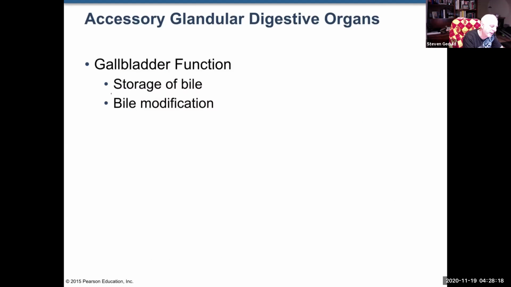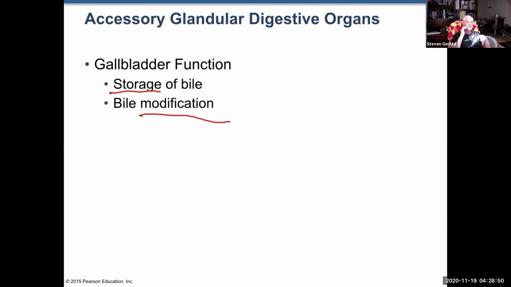The function of the gallbladder is to store bile and then modify it. I guarantee you're going to see that on your NCLEX exam. I guarantee it's on there every year. True or false? The gallbladder and the liver produce bile for the emulsification of fats in the small intestine. That's false. Everybody see why? The gallbladder does not produce bile. The only one that produces bile is the hepatocyte cells of the liver.